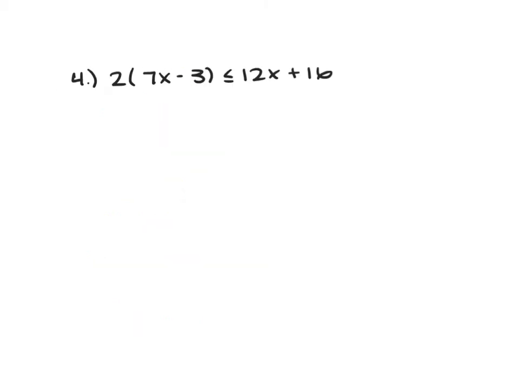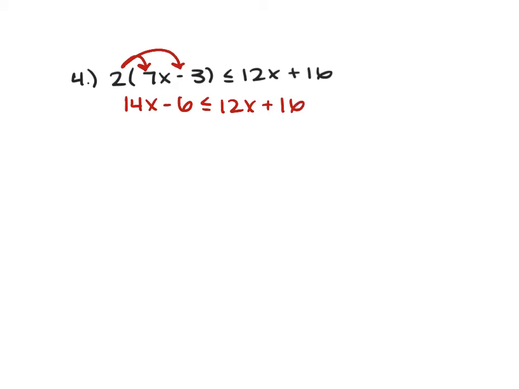For example 4, we have 2 times 7x minus 13 is less than or equal to 12x plus 16. Now you could do this one of two ways. Since the number that you're distributing in is a number that goes into both terms on the right-hand side, you could start by dividing each side by the 2. You don't have to. You could distribute the 2 in first, which is what we're going to do. So that way you get 14x minus 6 is less than or equal to 12x plus 16.